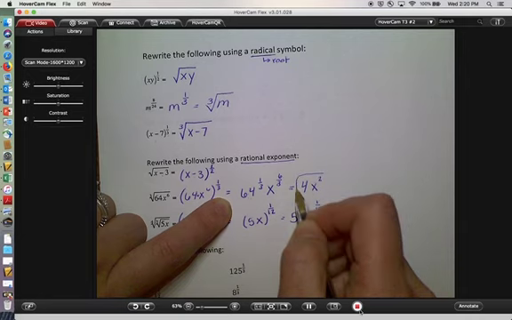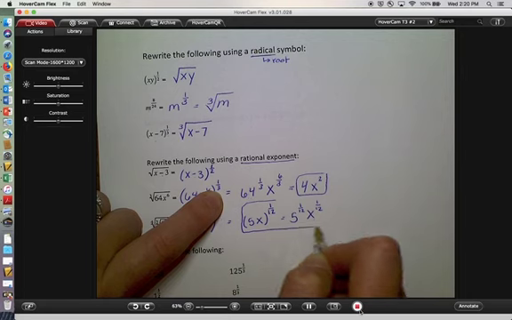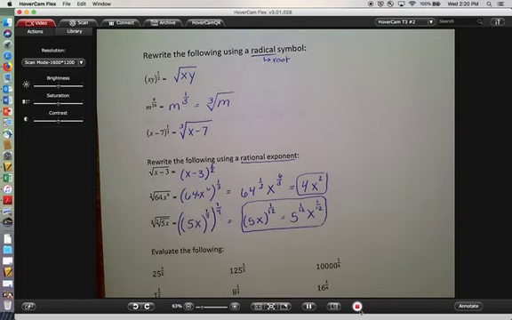But this one up here should definitely be 4x squared. Okay, either one of these will do in that situation.